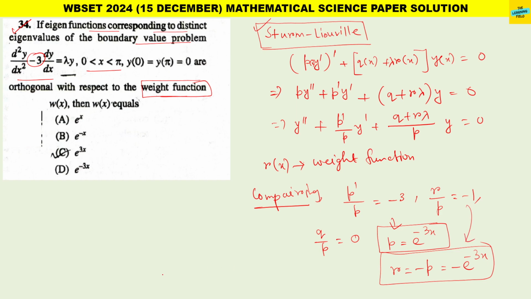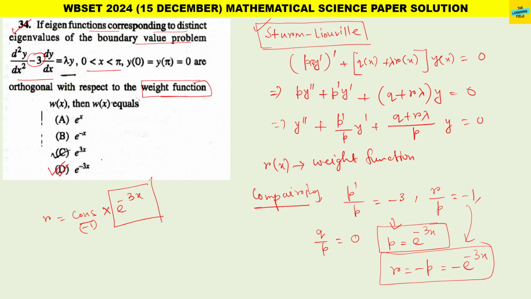That is, r equal to any constant into e to the power minus 3x, and the constant is equal to minus 1, and this e to the power minus 3x actually gives you the weight function of this Sturm-Liouville problem. That is, the correct answer is option D.